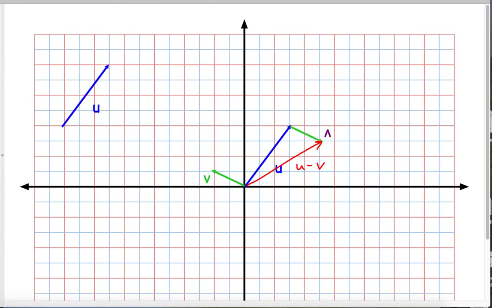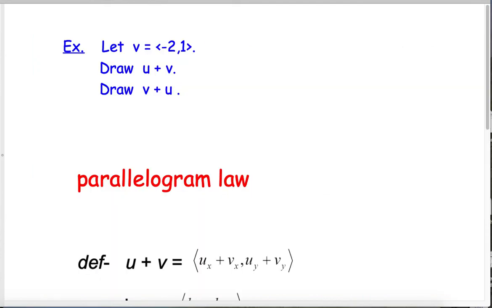But notice, if I go back and make my parallelogram, that winds up being the other diagonal, or it's equal to the other diagonal of that parallelogram. So adding two vectors gives you one diagonal of the parallelogram that they determine, and subtracting gives the opposite, or the other diagonal for that.